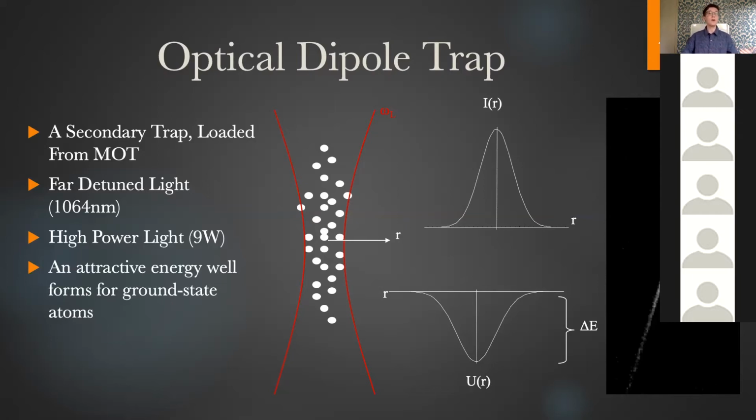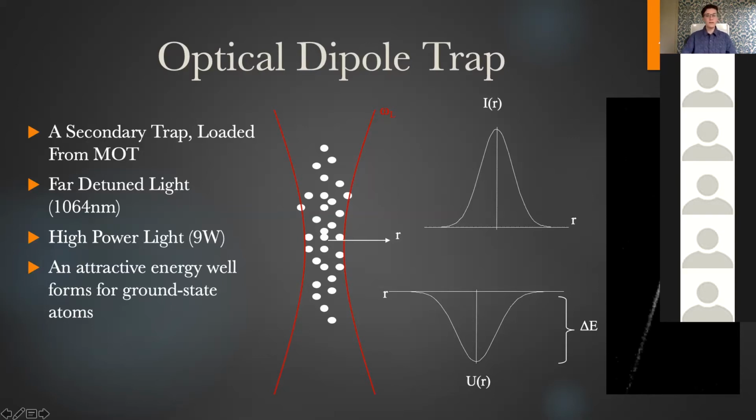In addition, we use far detuned light. So that word detuned again, remember that, it means lower frequency. The transition in question has a wavelength of 780 nanometers. The wavelength of light we use for the optical dipole trap is 1064 nanometer light. That means a much lower frequency of light. This means that our atoms are very unlikely to be excited by this laser, but what does happen is we are able to utilize what's known as the AC Stark effect to shift the ground state of our atoms to form this potential well seen here.